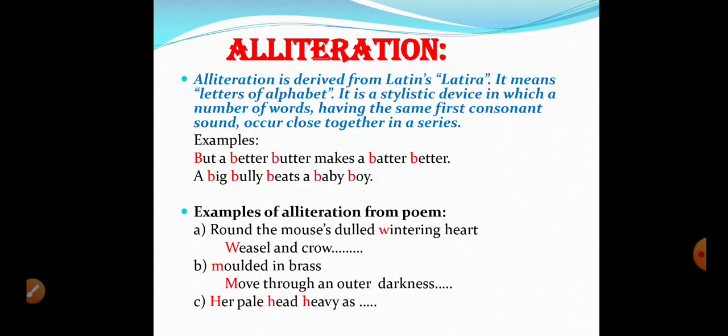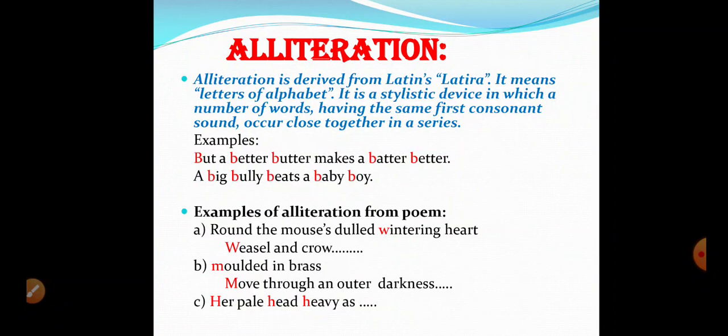For example, butter makes a batter. But b, isn't it? But a butter makes a better. It's an example of alliteration. A lot of words in this sentence are beginning with B. We have another sentence: a big bully beats a baby boy. In both these sentences, the letter B has been repeated in the beginning of these words, so it helps to develop a very brilliant music in the poem. So we have examples of alliteration from the poem as well.